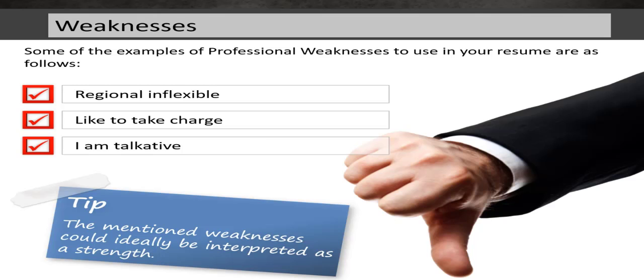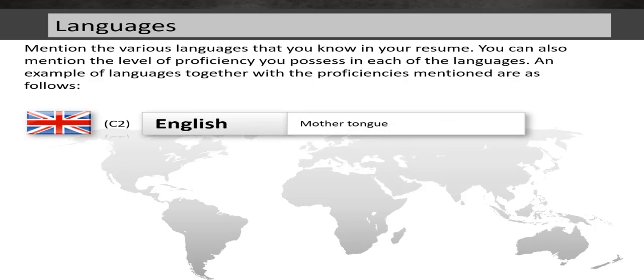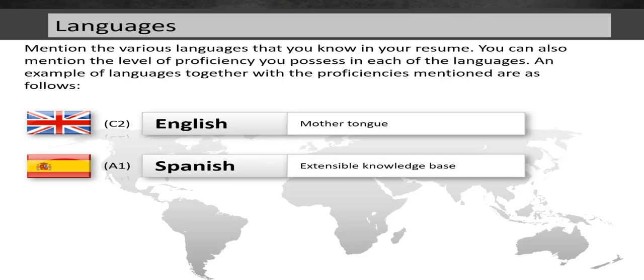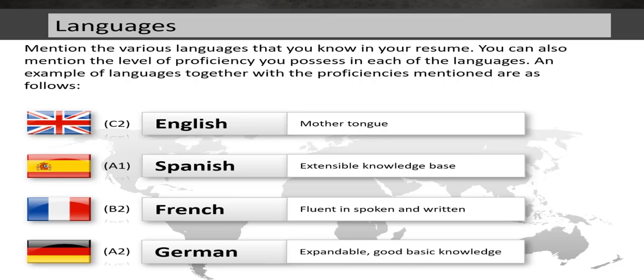Languages. Mention the various languages that you know in your resume. You can also mention the level of proficiency you possess in each of the languages. An example of languages together with the proficiency mentioned is as follows. English, mother tongue. Spanish, extensible knowledge base. French, fluent in spoken and written. German, expandable, good basic knowledge.